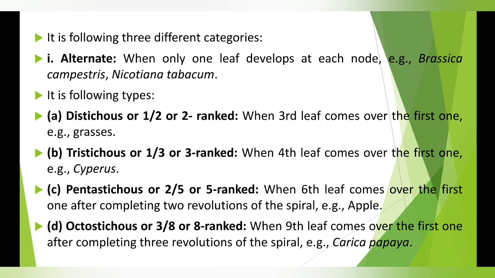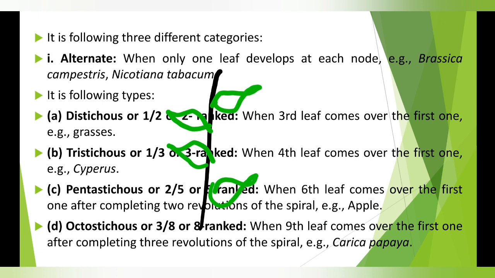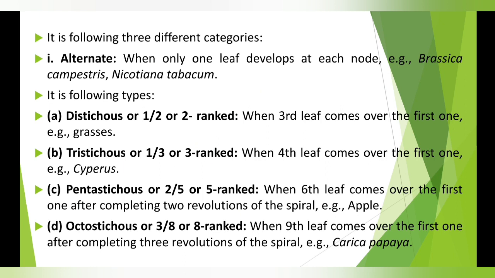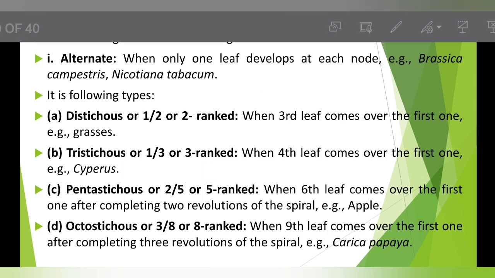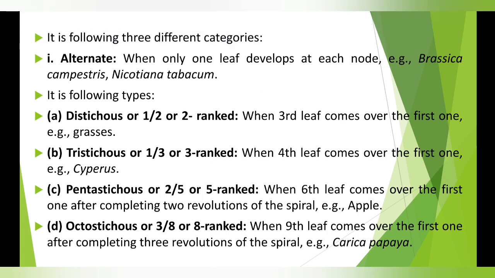Then tristichous or 1/3 arrangement, where the fourth leaf comes over the first one. That means, suppose this is the stem, this is the first leaf, then second, third, and this is the fourth one. Here the fourth leaf comes over the first one. Then pentastichous is there, where the sixth leaf comes over the first one. Then there is the orthostichy, where the ninth leaf comes over the first after completing 3 revolutions of the spiral. So all these are arrangements of leaves in an alternate manner.